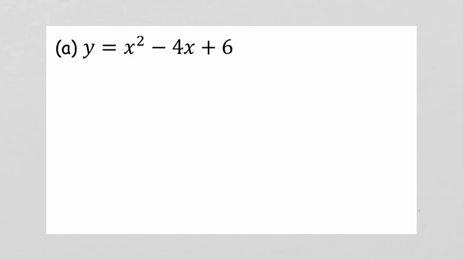Alright, let's sketch this graph and identify all of the awesome pieces of information. So, what do we know? That 6 is telling us our y-intercept is at (0, 6). Let's complete the square real quick.